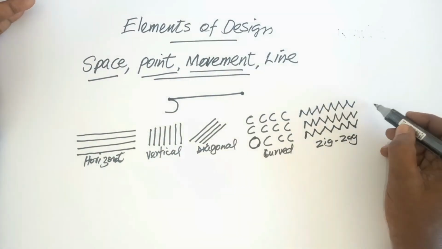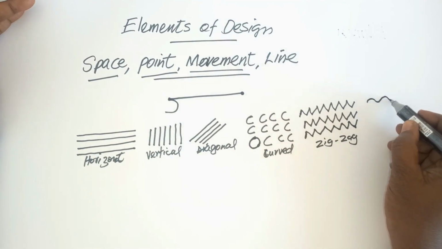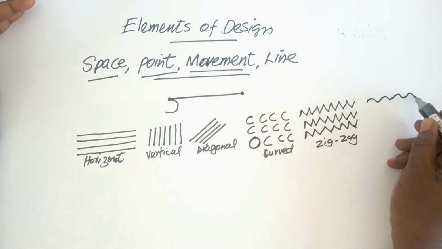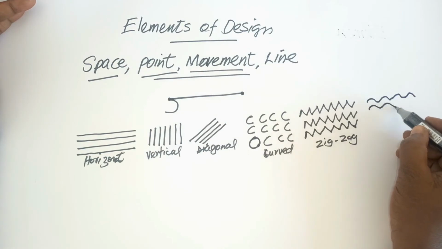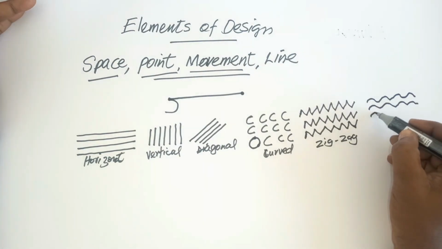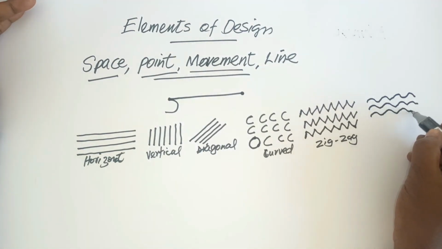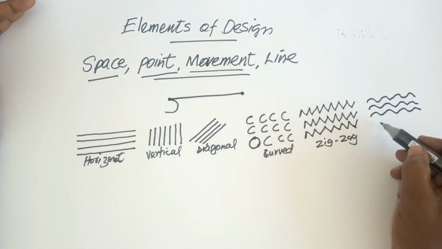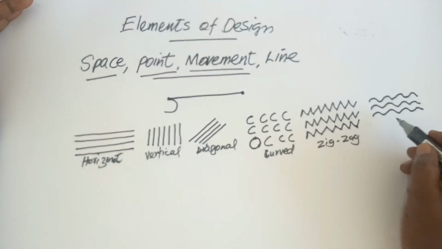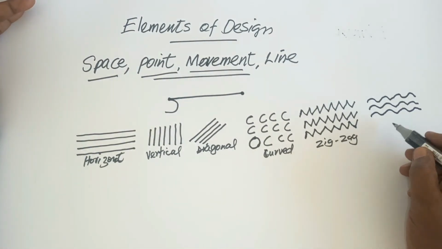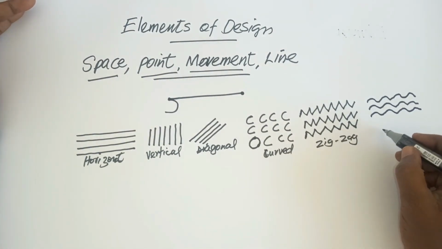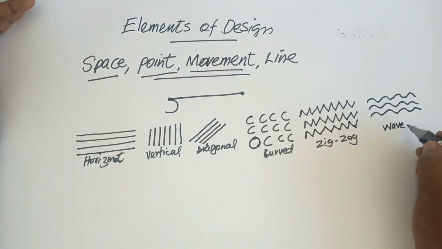And you can have wave lines. Wave lines, you can get them when you are drawing something like ocean or river water flowing. So these are wave lines.